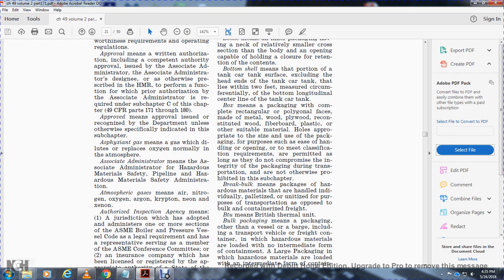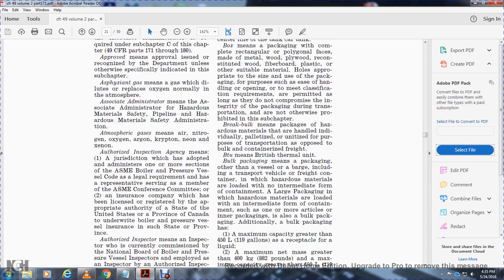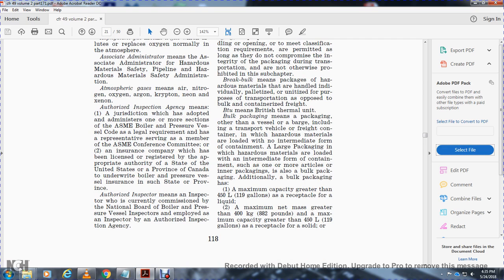Authorized inspection agency means an organization with jurisdiction that has adopted and administers one or more sections of the ASME Boiler and Pressure Vessel Code as legal requirements and has a representative of the agency as a member of the ASME conference committee, or an insurance company which has been licensed and registered by the appropriate authority of a state of the United States or a province of Canada to underwrite boilers or pressure vessels.